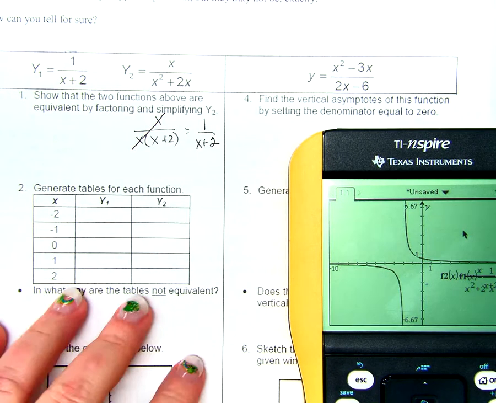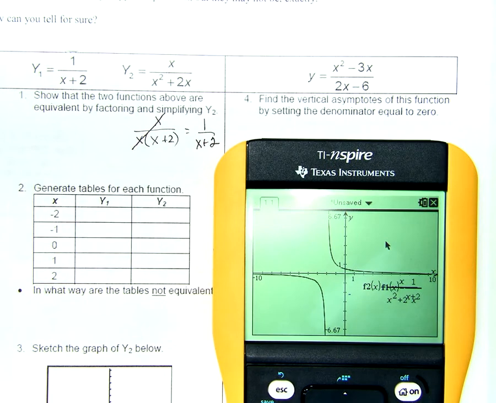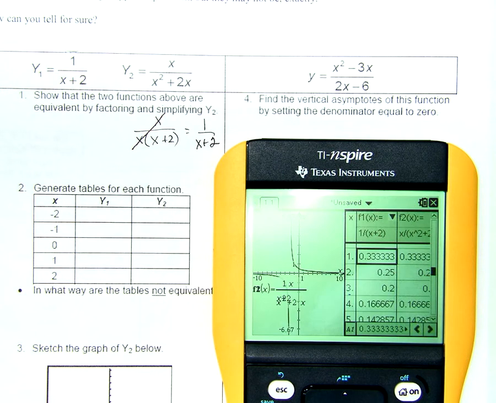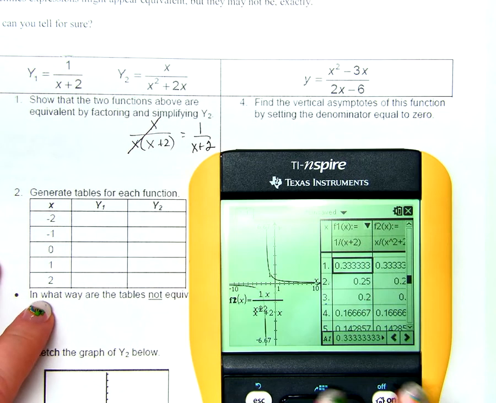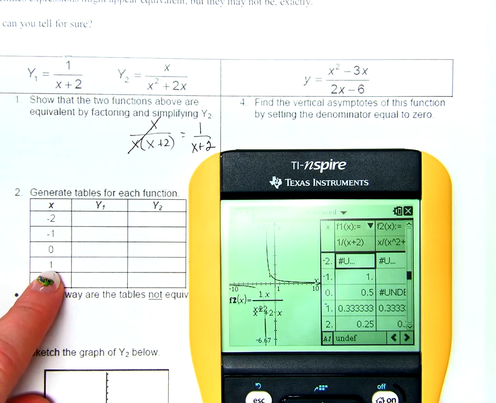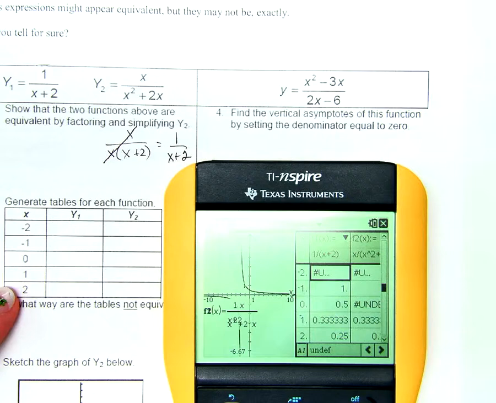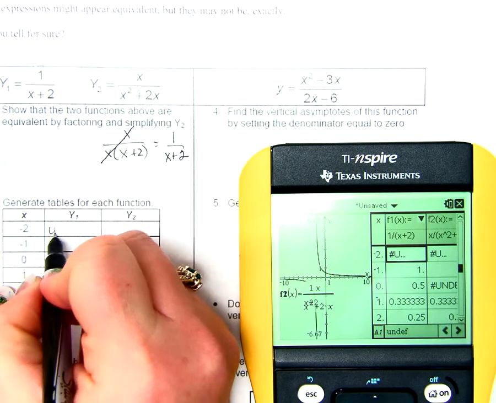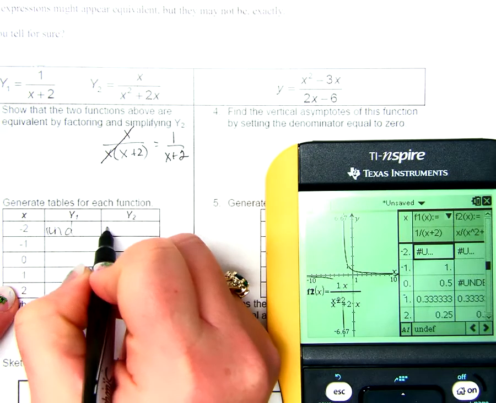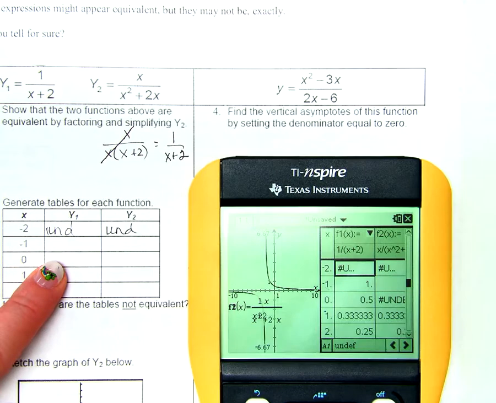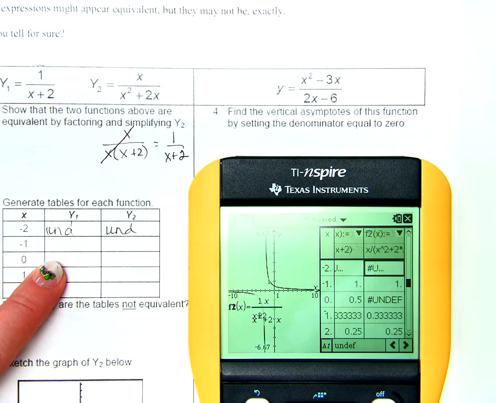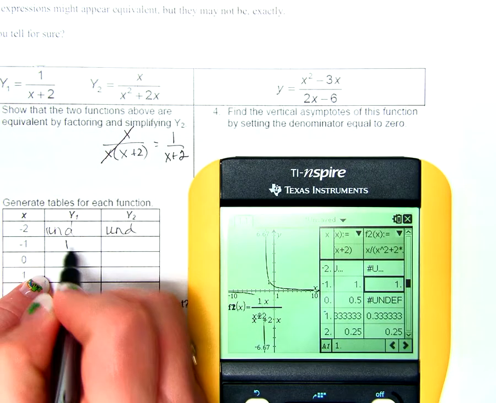Look what happens when I enter it. Okay? So, graphically, do they look like the same graph? Do they look like the same function? Let's look at the table. Control T. So on this side of the page, we want to start at -2. So at -2, what's happening? They are both undefined. They both have an error. Okay? So undefined and undefined. Okay? At -1, they're both 1.